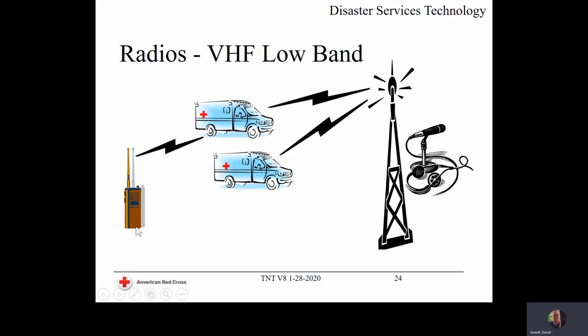This is a low band handheld radio. This is what you would use to communicate in a fairly small area, like a warehouse or a kitchen lot or a bulk distribution lot that doesn't have a lot of range, but it has enough to communicate with the ERVs and coordinate movements.